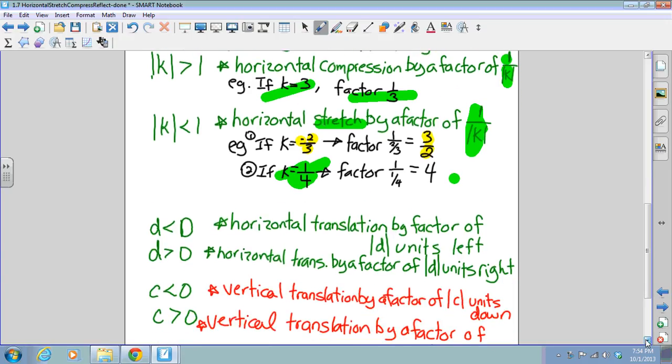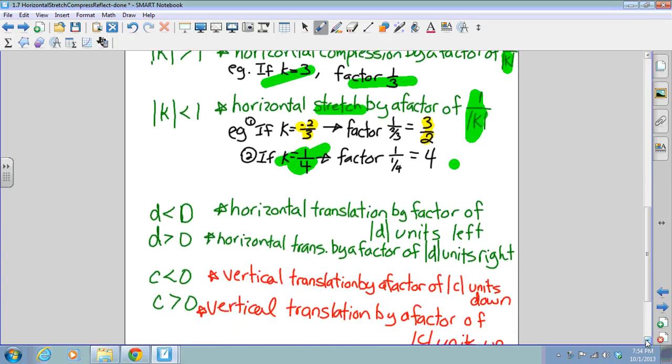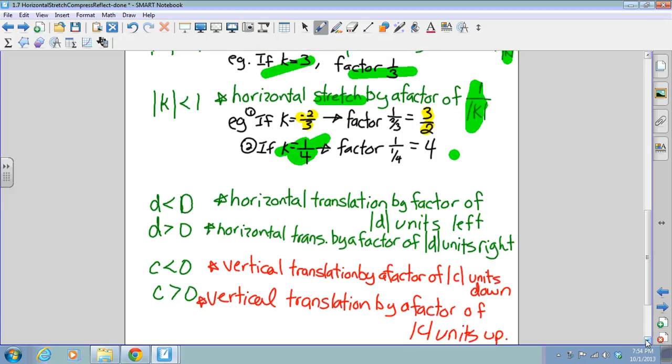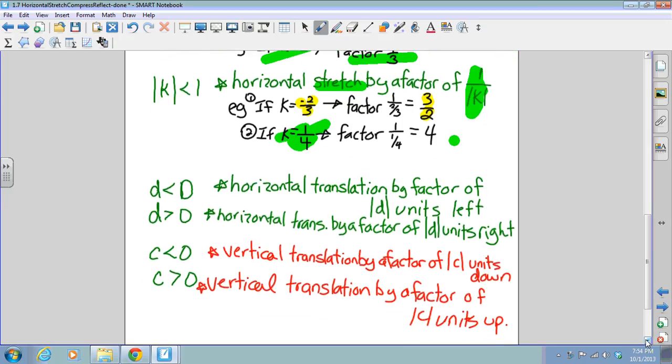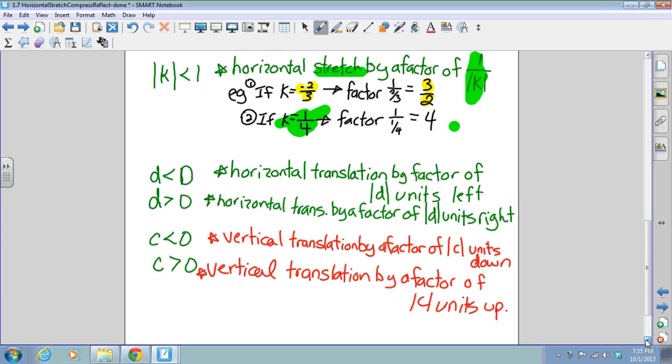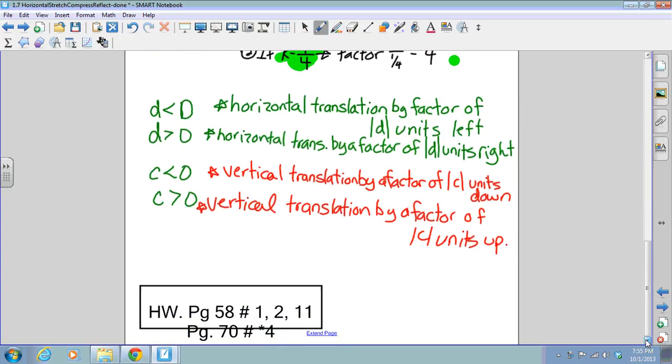Now we'll take a look at D and C. Hopefully you remember those from grade 10, maybe just in terms of P and Q though. If D is less than 0, it's a horizontal translation to the left. If D is greater than 0, it's a horizontal translation to the right. And C is your vertical translation. If C is less than 0, it's going to go that many units down. And if C is greater than 0, it's going to go that many units up. Again, that is a good thing to study for your study sheet.